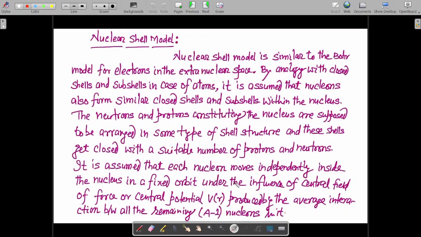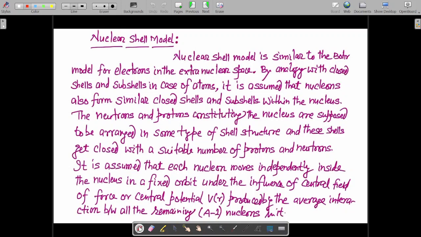Now, it is assumed that each nucleon moves independently inside the nucleus in a fixed orbit. That is, each nucleon is unaffected by the movement of another nucleon. Every nucleon moves independently in a fixed orbit under the influence of a central field of force, or central potential V(r), produced by the average interaction between all the remaining A-1 nucleons in it.